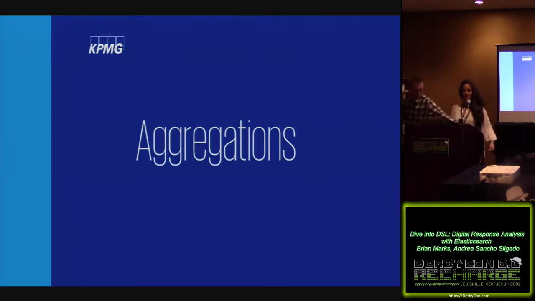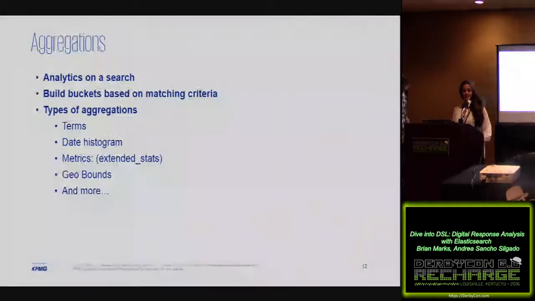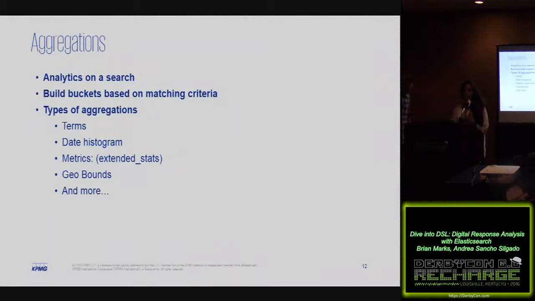So let's talk about aggregations. What are aggregations? Aggregations are analytics that are built at search time. You don't get the data, the whole document indexed in Elasticsearch, back from it. You just get the counts, the aggregations built on them. They build buckets based on the match criteria that you specify for your aggregation. And there are so many types of aggregations. Here are some examples. We're going to cover a few of them.